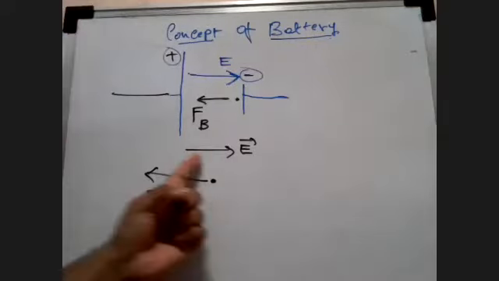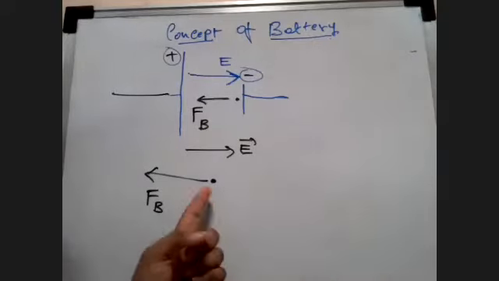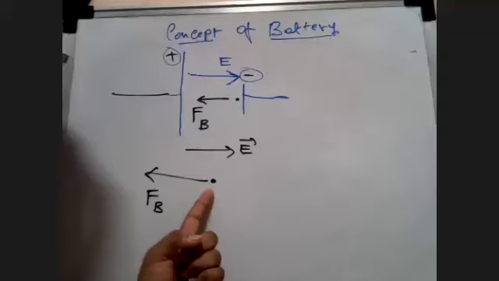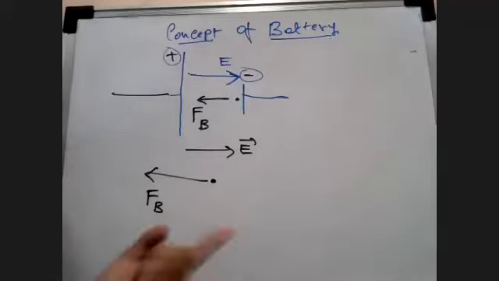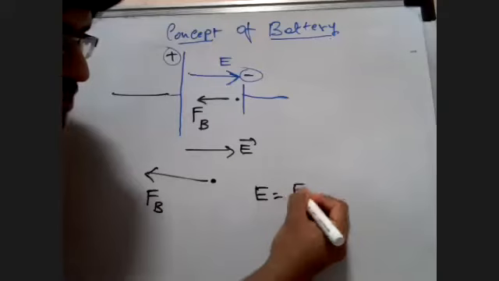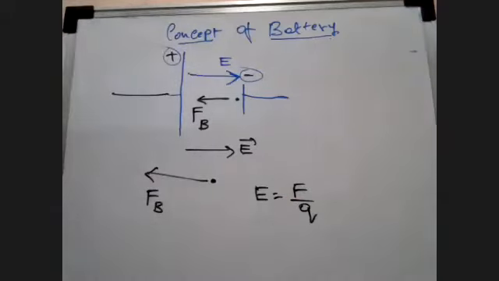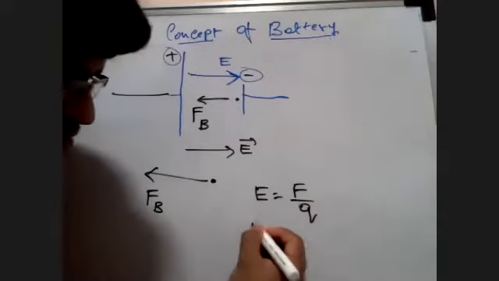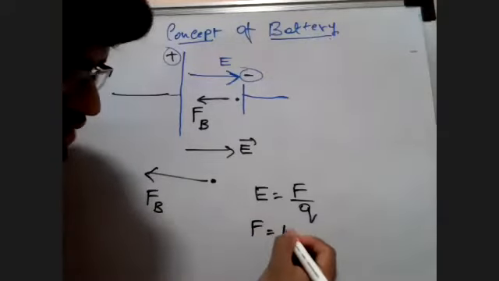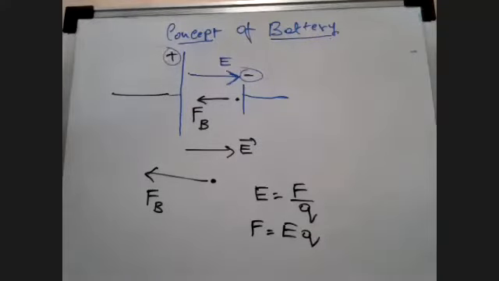If the electric field is going from left to right, will there be any force on this charge due to this electric field? Yes. And how do we get that force? I said that E is equal to F by Q, the force experienced by a test charge. So the force is equal to E times the charge, that is electric field times the charge.